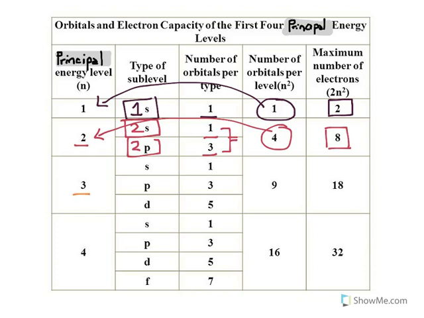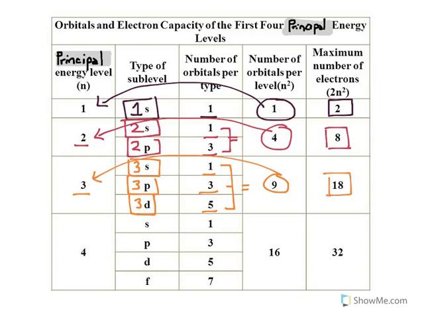Moving on to the third energy level, there is the 3s sublevel, the 3p sublevel, and the 3d sublevel. There is only one 3s orbital in the third energy level. There are 3 3p orbitals, and there are 5 3d orbitals. So 1 plus 3 plus 5 comes out to 9 orbitals in the third energy level, and that is a maximum of 18 electrons that can be held in the third energy level.